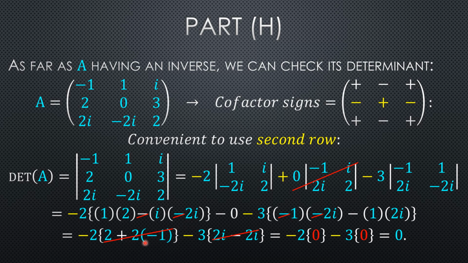So 2 minus 1, that goes to 0. Then we have inside this bracket 2i minus 2i. Guess what? That goes to 0. So we have -2i times 0 minus 3 times 0. Guess what? That gives us a big fat 0. And because the determinant is 0, there is no inverse for A.